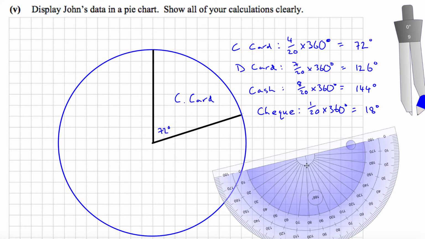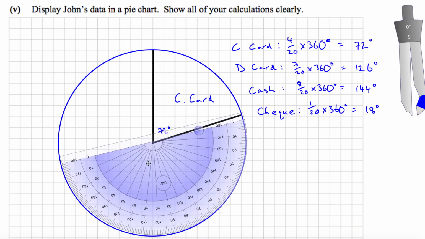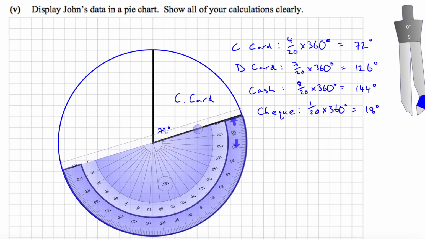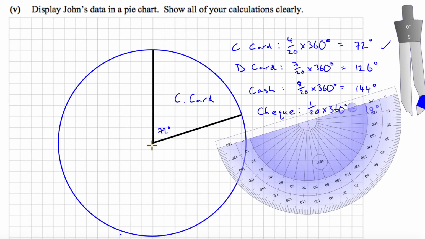Okay, so then we're going to go and do the next one, which is 126 degrees. So from here again, make sure that our protractor is lined up correctly, like so. And we're going to mark 126 degrees. So starting from 0, going all the way around to 1, 2, 5, and 6 would be there. So there we go, that's 126. So we can take this away, and this time join the center out there. You'd be doing this with a ruler. That gives me the 126 degrees in here, and that's for debit card.